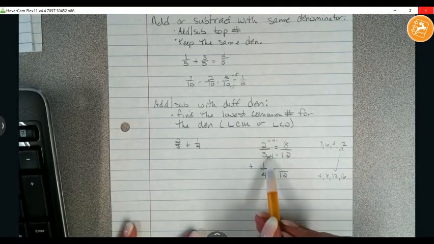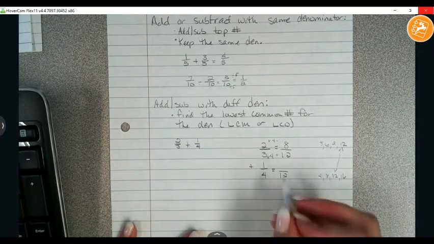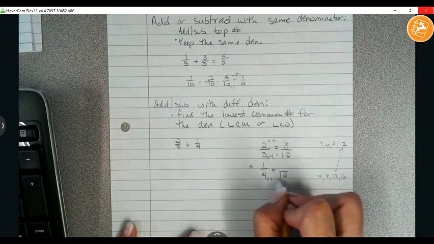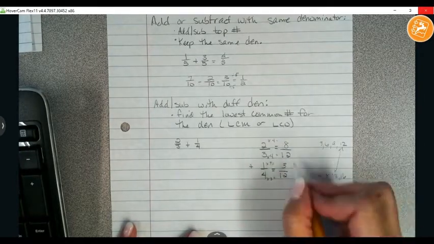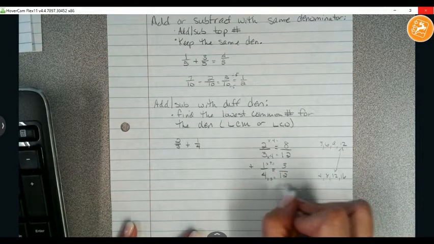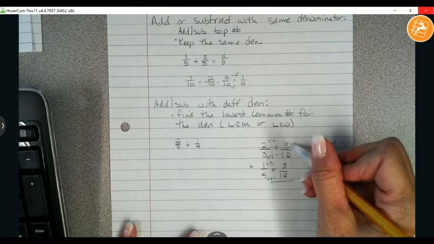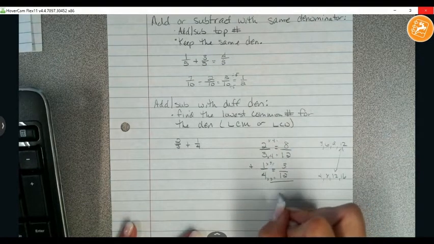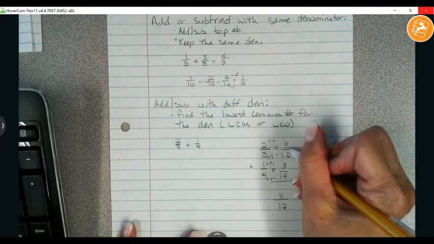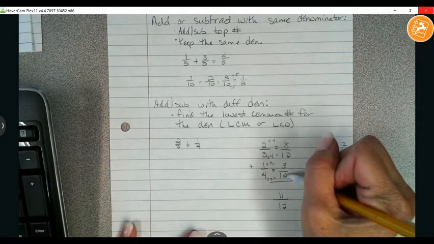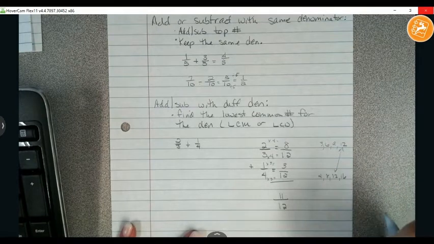When I multiply the top and the bottom by the same number, I create an equivalent fraction. Down here, 4 times 3 is 12. 1 times 3 is 3. Equivalent fraction. So now I'm done making my equivalent fractions. I'm going to add my numerators. 8 plus 3 is 11, and my denominator stays the same. 8 out of 12 and 3 out of 12 combined is simply 11 out of 12, or 11 twelfths.